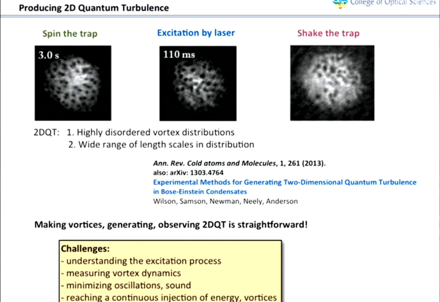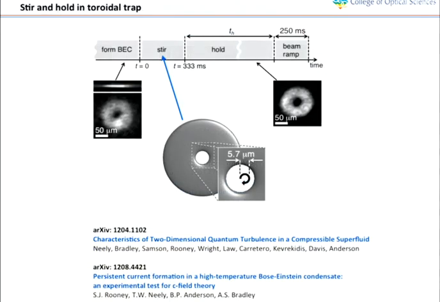One of the biggest problems is minimizing the additional excitations of the condensate, how much sound there is, or breathing oscillations of the condensate. So it is difficult to reach any kind of continuous injection of energy and vortices into the system, and we'd like to be able to do that in order to study some kind of continuously forced steady state turbulence. So there are a number of problems with most of the methods that we've looked at for generating quantum turbulence.